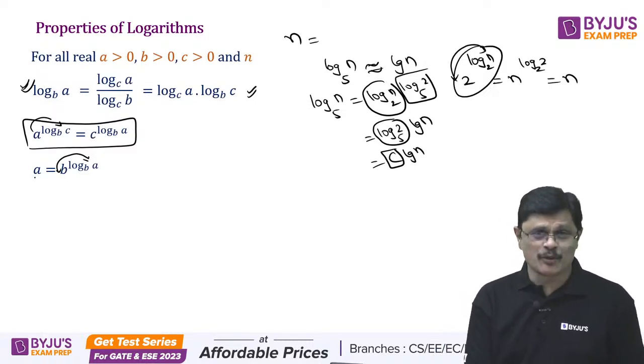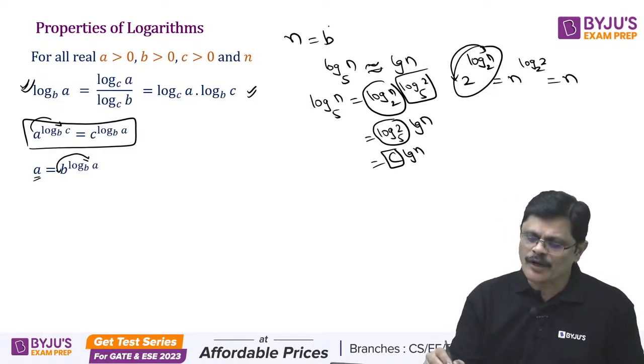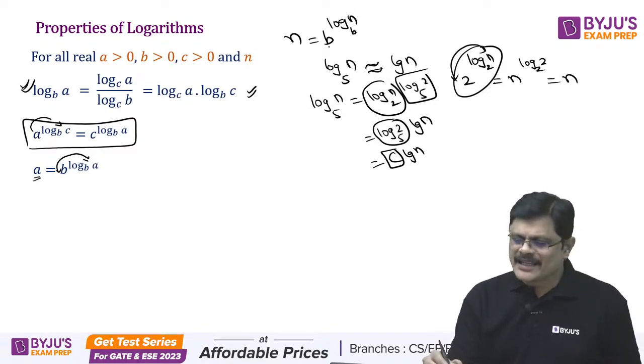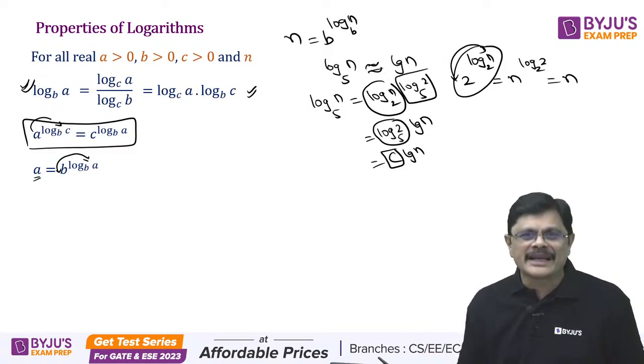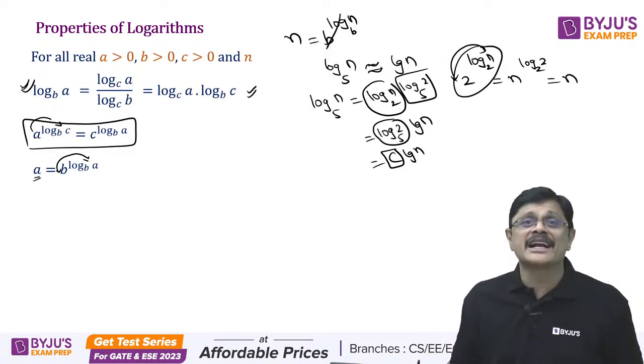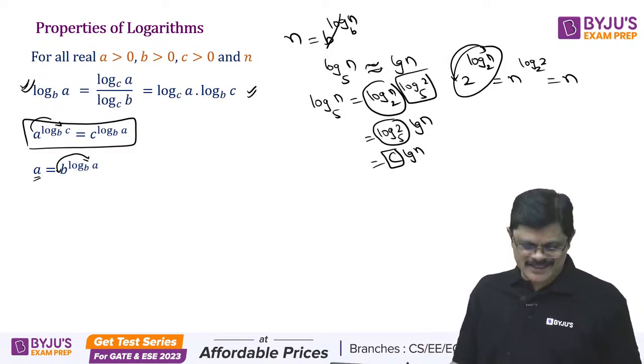See this n, suppose if it is n, you can write some constant b to the power log n to the base b. See, this b and log b cancel and you are going to get n. Generally what people do, they cancel and they write n directly because of this.